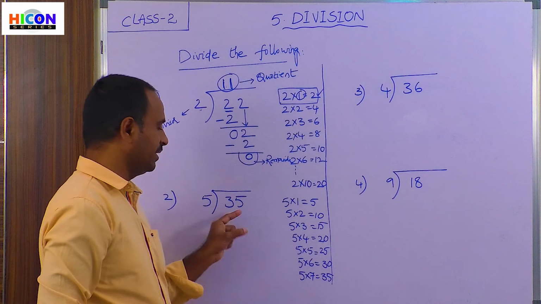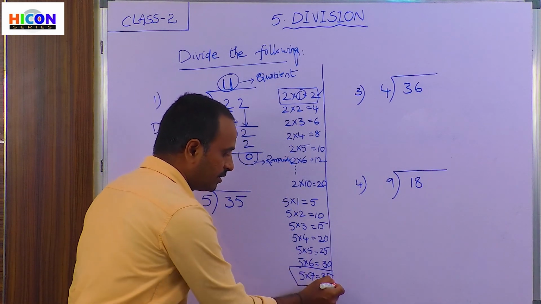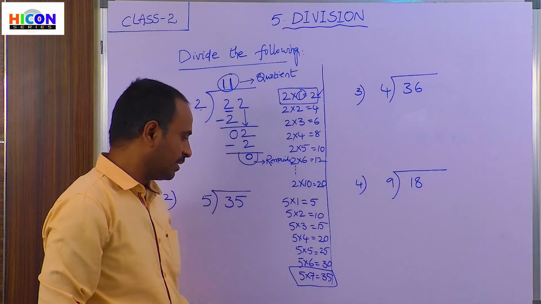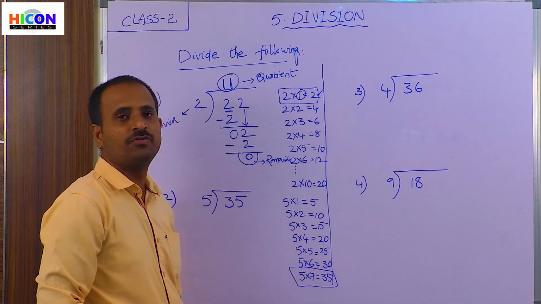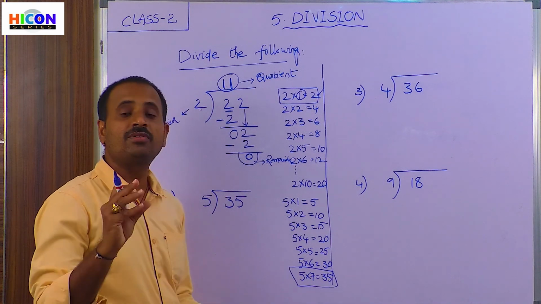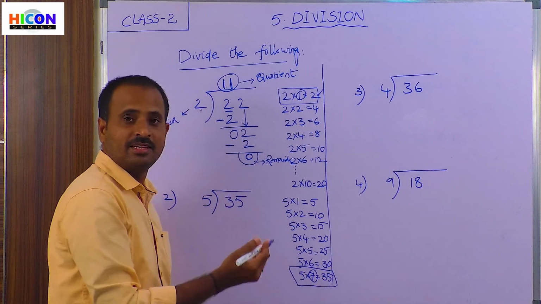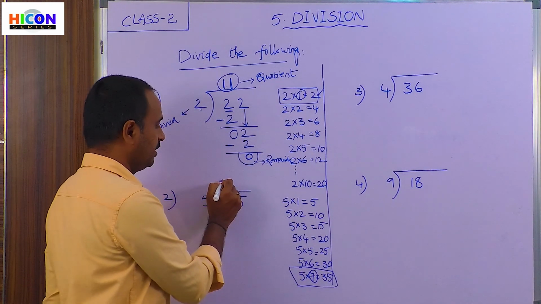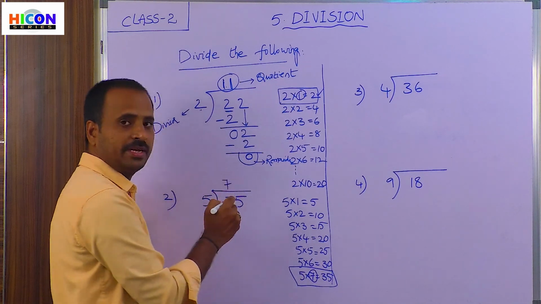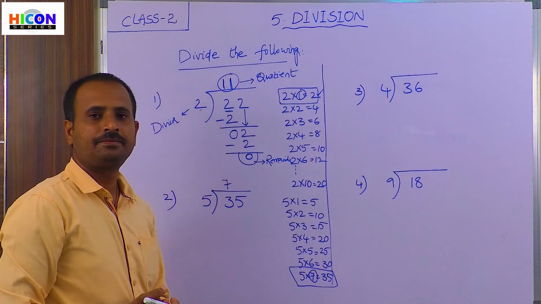Now we get the number 35. How many times? 7 times. So if you take 7 times, then we will get the number 35 in the fifth table. That is 7 times 5. So we have to take 7 times. So write the 7 in the quotient place. This is the quotient place. Write 7 in the quotient place on the line above the dividend.